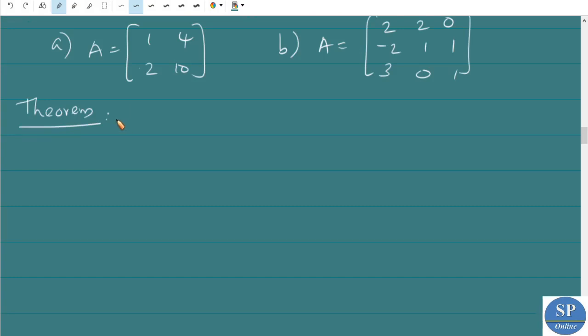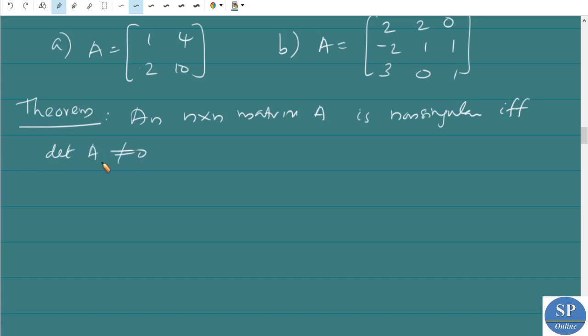An n by n matrix A is non-singular, non-singular meaning invertible, if and only if the determinant of A is not equal to 0. I think you all know this. Now, how to prove this? That means the matrix A is non-singular implies the determinant of A is not equal to 0, and the determinant of A not equal to 0 implies A is non-singular.